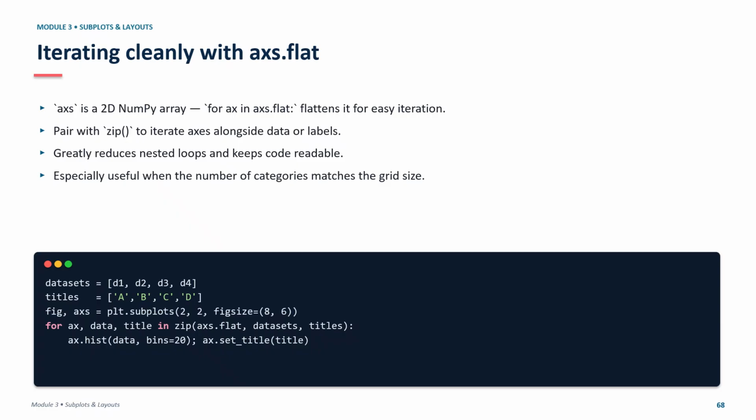So next, let us move on to the method called axs.flat. This is a small but extremely powerful feature that you can use whenever you make a chart.